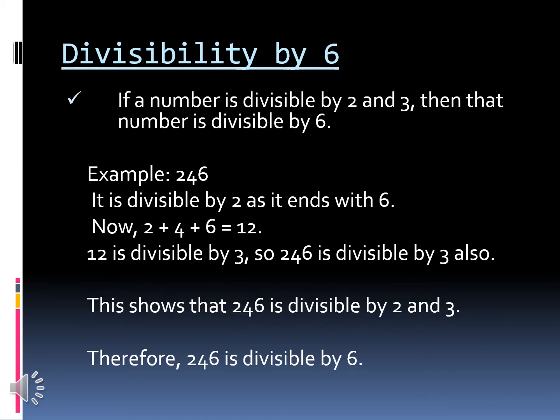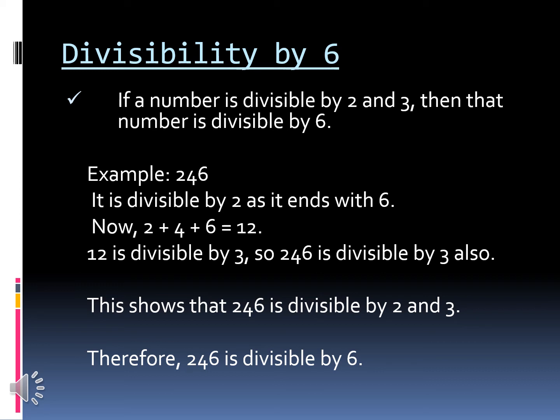Let us study the divisibility by 6 now. Now, for checking the divisibility by 6, we have to check the divisibility by 2 numbers, that is 2 and 3. If a number is divisible by 2 and 3 both, then the number is divisible by 6. If by chance the number is divisible by 2 but not divisible by 3, then it will not be divisible by 6.